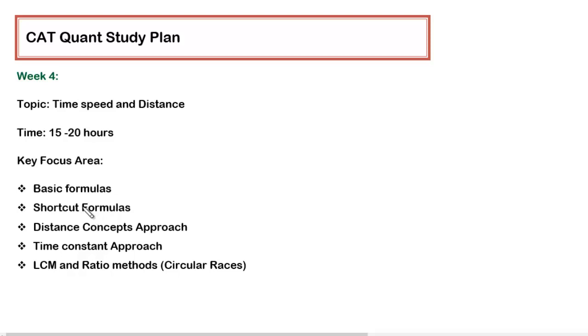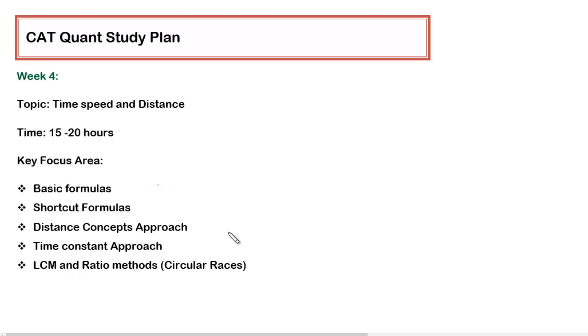Now, what are the key focus areas? The key focus areas are the basic formulas, like the basic formula for time, speed, distance, and the units conversion. Then we have to understand the formula and the concept for relative speed, right? Similarly, there are various different subtopics within time, speed, distance, like boats and stream, then questions based on trains, then questions based on meeting points, and so on and so forth, right?